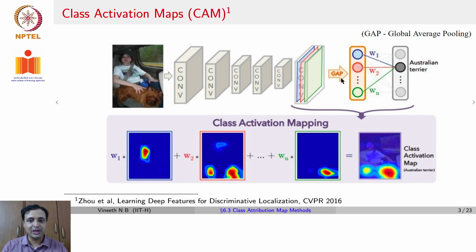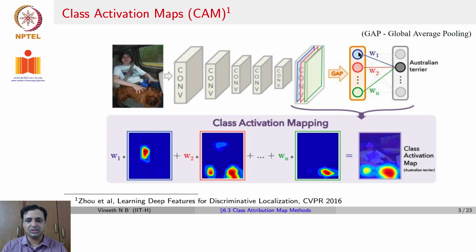What does global average pooling do? You take a particular feature map, not an attribution map, a feature map, this green one, and you average all the intensity values there into one single scalar, and that becomes this green circle here. Similarly, you take the red feature map and average all its values, and it becomes the red scalar here. You take the blue feature map, average all its values, and it becomes the blue scalar here. It's a global average. It takes the average of the entire image.